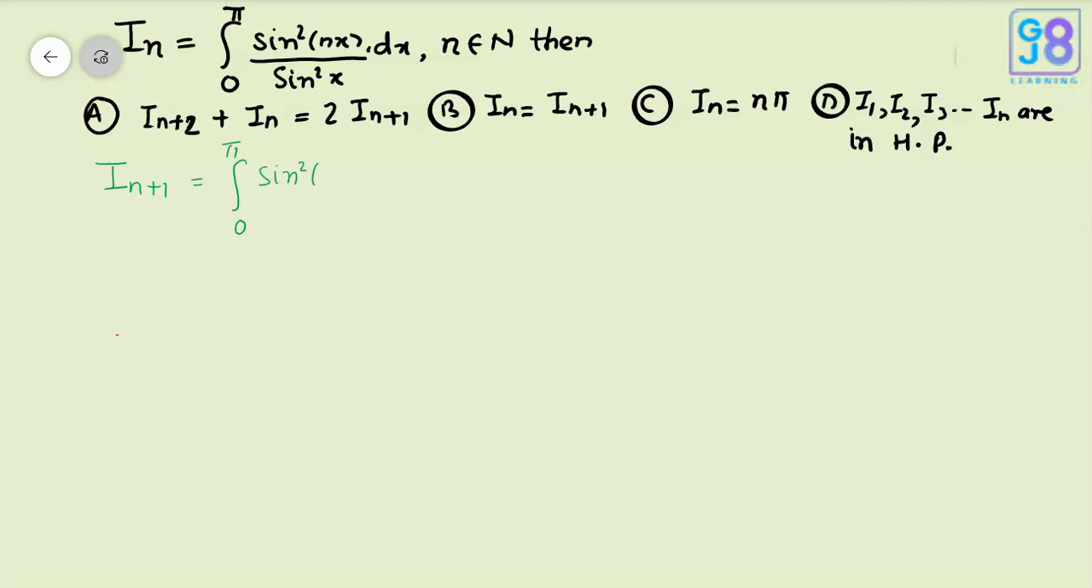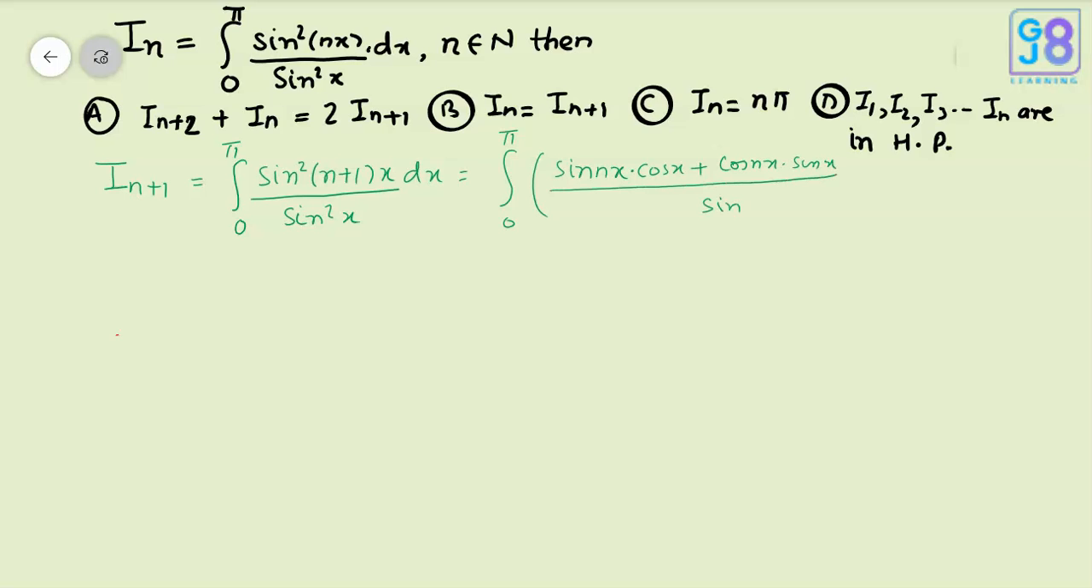So we write I_(n+1) equals integral 0 to pi of sine squared (n+1)x over sine squared x. Here I have started with n plus 1. Then I have expanded sine of (n+1)x as sine nx times cos x plus cos nx times sine x, and the whole thing divided by sine x, and the whole square of this.